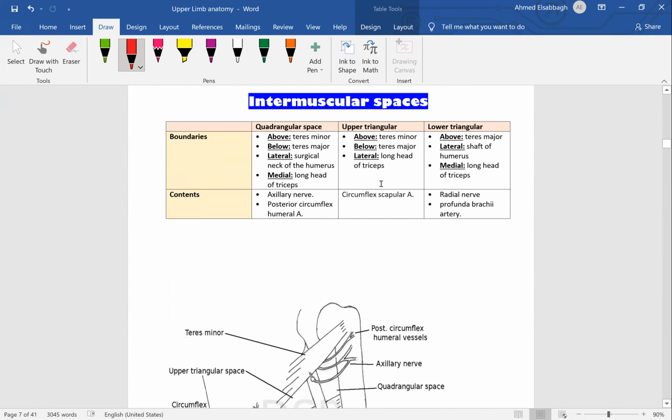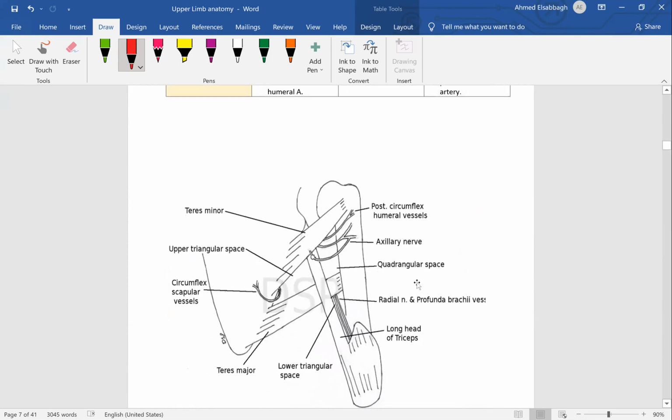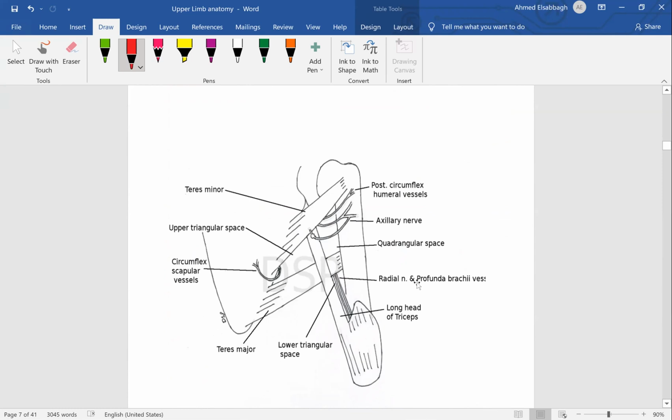The intermuscular spaces. What are the intermuscular spaces? This is the humerus, okay? This is the scapula. This is the teres minor muscle, and this is the teres major muscle, and this is the long head of a muscle called the triceps. Okay, okay.